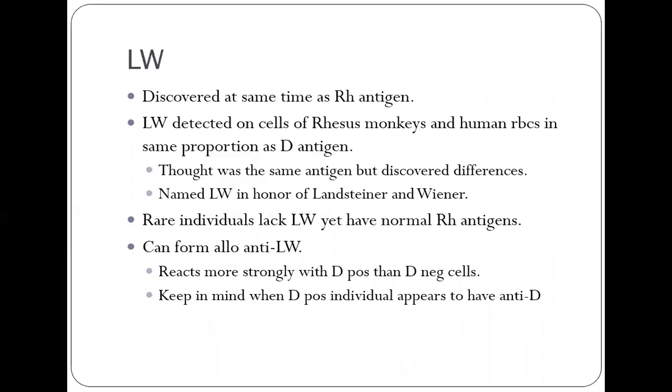So rare individuals that lack the LW can have normal Rh antigens. However, these patients that lack the LW antigen can form an allo anti-LW, and the anti-LW will resemble an anti-D. However, when we start to do serological testing, what we're going to find is that the anti-LW is going to react more strongly with D positive cells than D negative cells. And we need to keep in mind that when D positive individuals appear to have an anti-D, they might actually have this anti-LW.